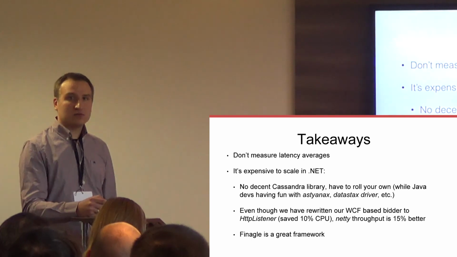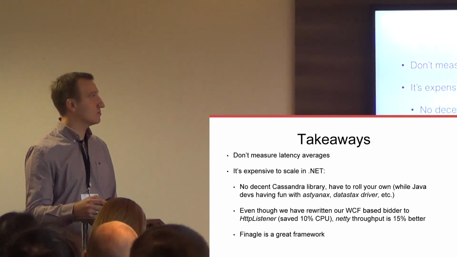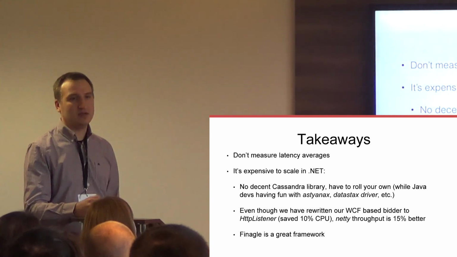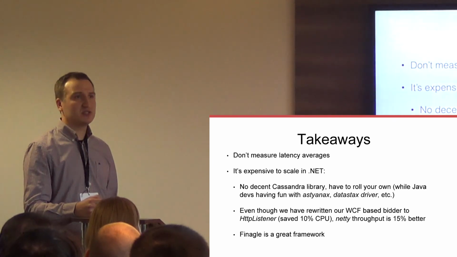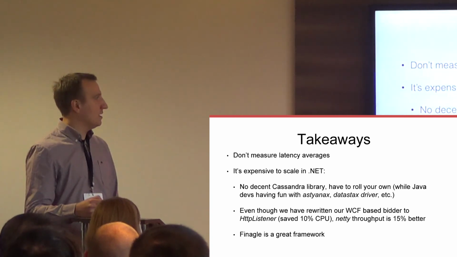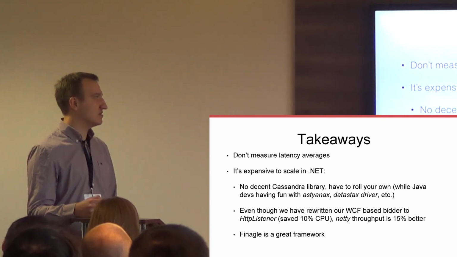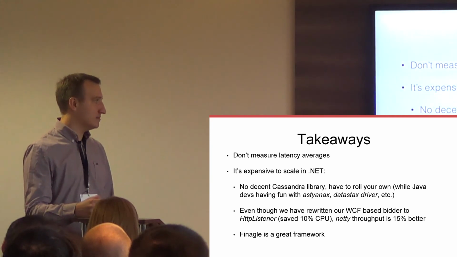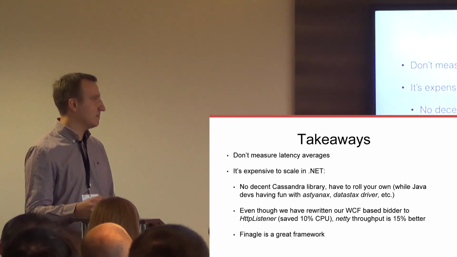Going to the final slides of my talk, the takeaways. Don't measure latency averages. It hides really important parts of your system. And unfortunately, usually it's not the case of the GC boss, right? It's just something wrong in your architecture. And it's expensive to scale in network because we had to roll our own Cassandra library, while Java developers have fun with the DataStax drivers and all that stuff.